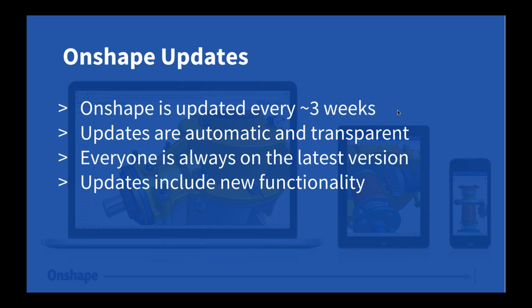Now, of course, updates include new functionality, and that's what we're talking about here today. So we are going to discuss what's been added. And not just what's been added in the last month, we are going to discuss that, but we're also going to discuss some of the big things that have been added in the last 8 months, so far in 2017. So that's a short intro into our update process. The key things I would take away is it happens roughly every 3 weeks and you don't have to do anything. You just see new features pop up.